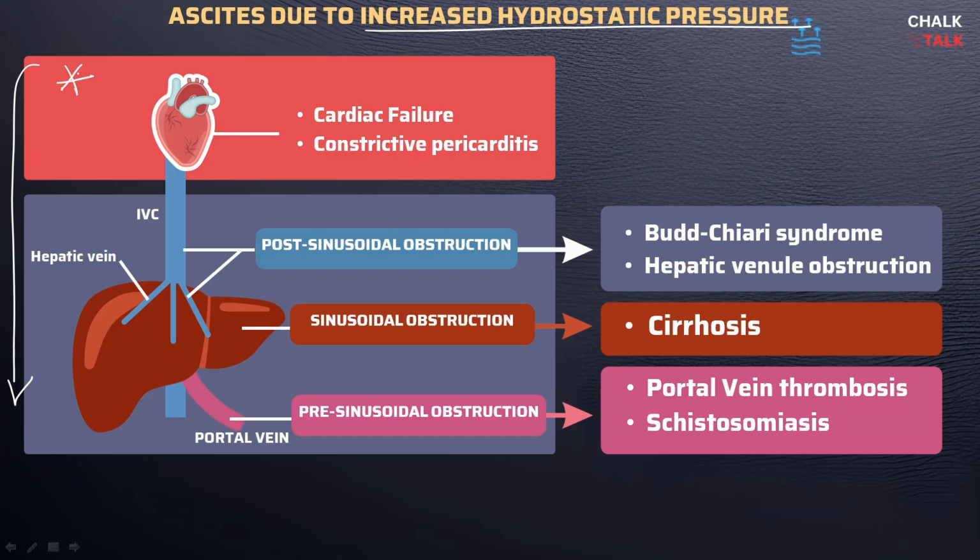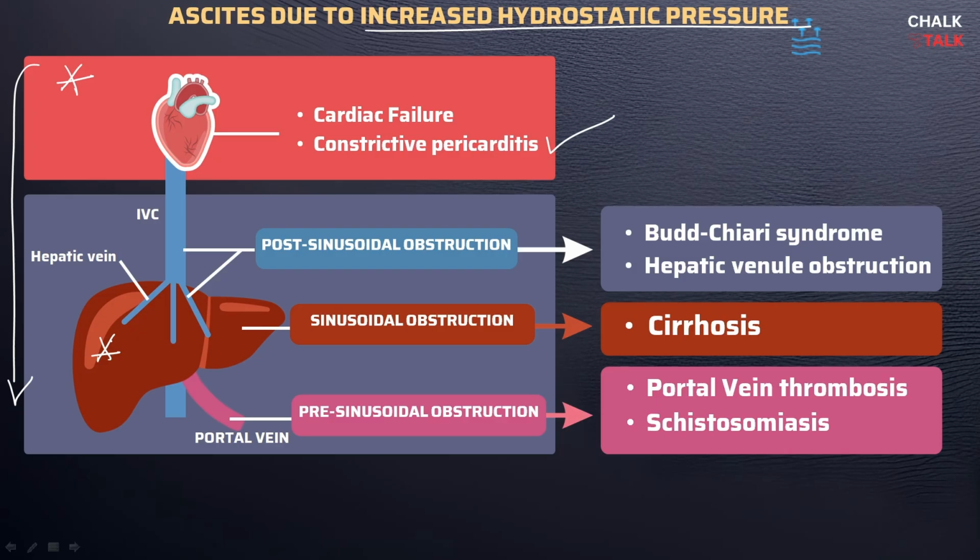When the heart struggles, like in cardiac failure, there is a decline in cardiac output, or in constrictive pericarditis, it increases venous pressure. That backlog of pressure eventually pushes fluid into the abdomen, giving rise to ascites. So the heart is one of the areas to look at when evaluating for ascites. Now let's move into the liver.